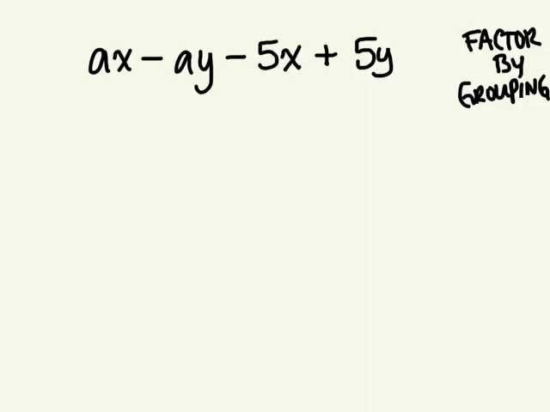So we're going to factor by grouping again. Which terms have a factor in common? Do ax and ay have something in common? What do they have in common? Good. They can both be divided by a. Do negative 5x and positive 5y have something in common? What do they have in common? Just negative 5. Good. Okay, that's the hard part. So now the easy part.